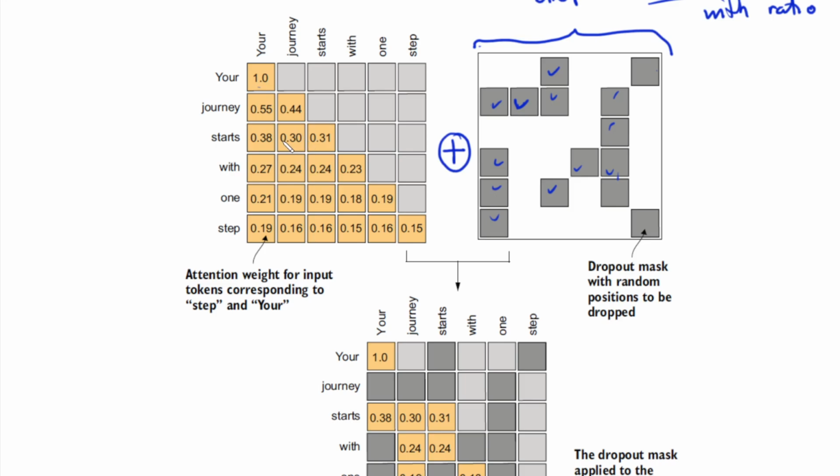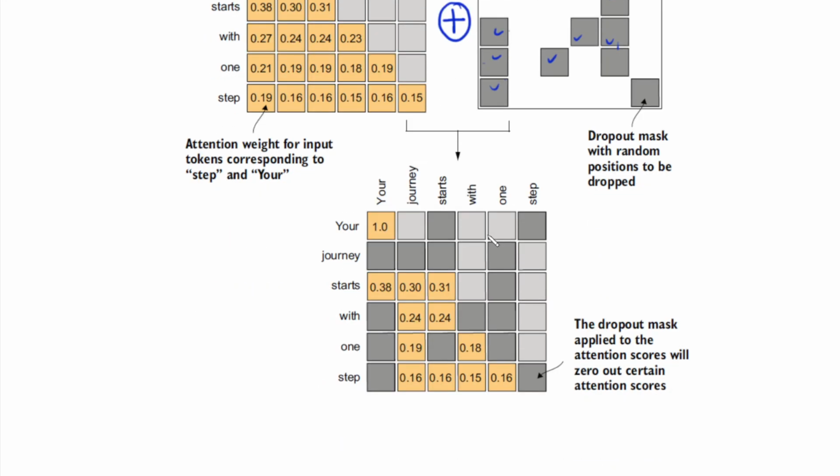And then the other ones as well, some of them are safe, some of them are not. So if they are in the same position as the dropout mask, they get dropped. That's essentially what we're going to do. So what we end up with is this attention matrix with dropout.